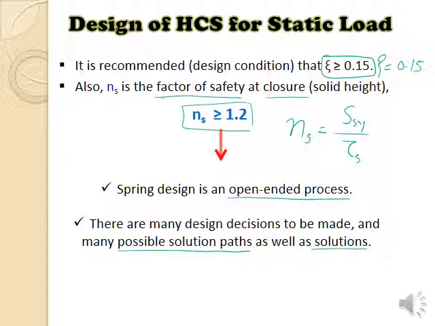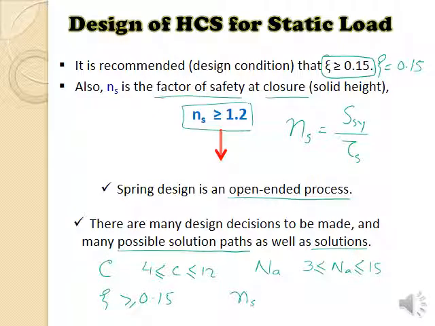So let me recall it. The first one is regarding C, which cannot be more than 12 and less than 4. The second is that the number of active coils should be between 3 and 15. The robust linearity parameter should be greater than or equal to 0.15, and the factor of safety at shut should be greater than 1.2.